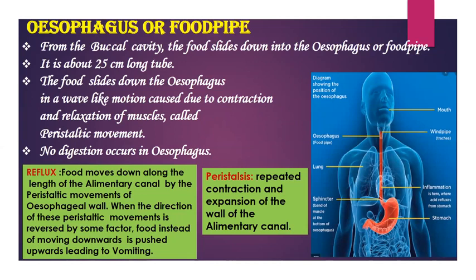Esophagus or food pipe. From the buccal cavity, the food slides down into the esophagus or food pipe. This pipe is about 25 centimeter long tube. The food slides down the esophagus in a wave-like motion caused due to the contraction and relaxation of muscles called peristaltic movement. If you see, students, no digestion occurs in esophagus.